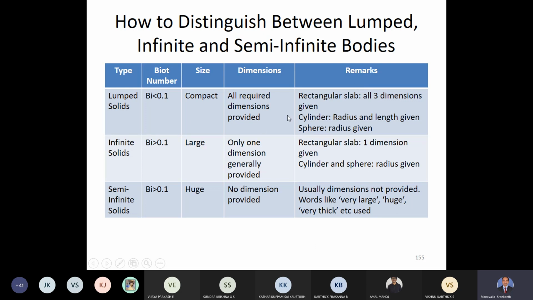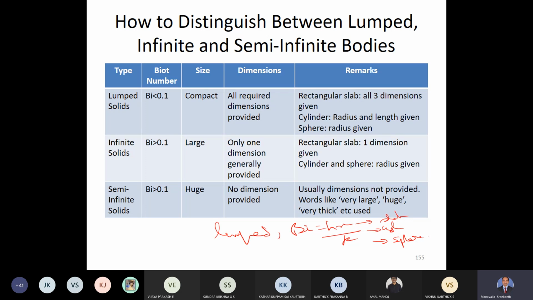Also, you see in the lumped system, we had this characteristic dimension in the Biot number. Biot number is hx by k, and in that, x was defined for slab, for cylinder, and for sphere. You see that slide, you have these equations. Whereas for infinite solids, you have these three shapes mentioned. So you have charts for slab, cylinder, and sphere.